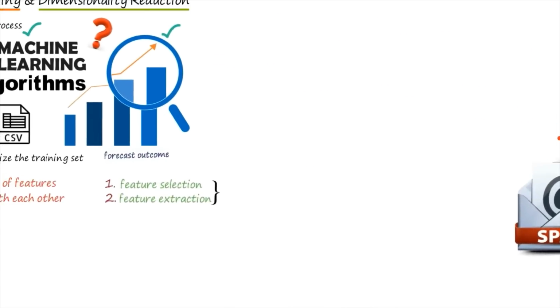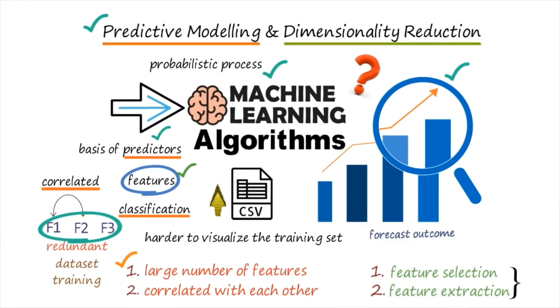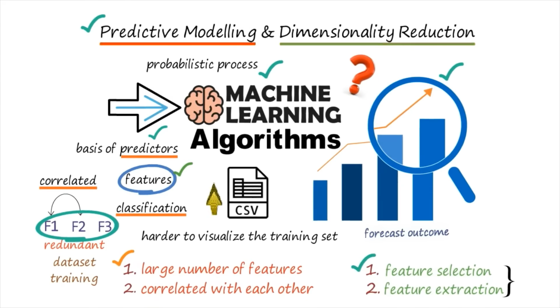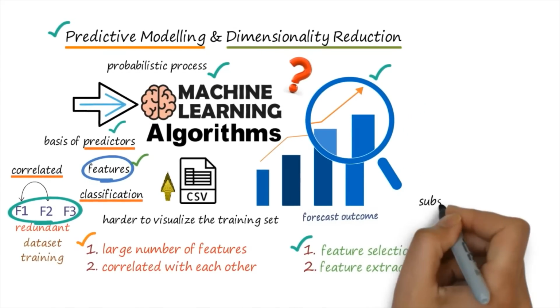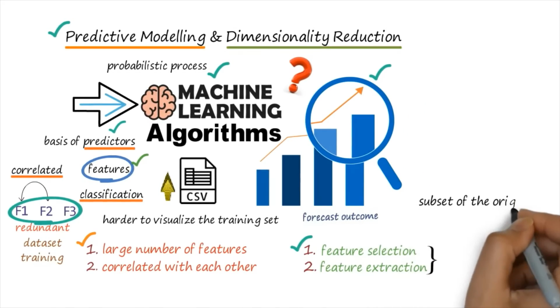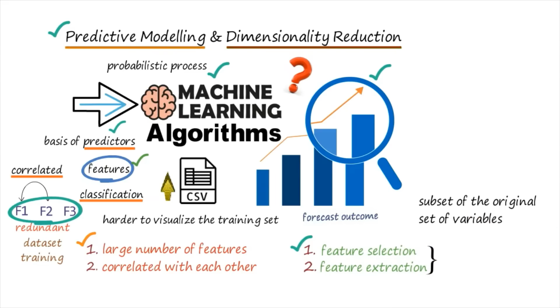Now I have already considered two steps as dimensionality reduction steps. That is, one of them is feature extraction and the other is feature selection. So what do you mean by feature selection? In case of feature selection, we try to find a subset of the original set of variables. Or you can say that we are going to find out the subset of the features available for our dataset.